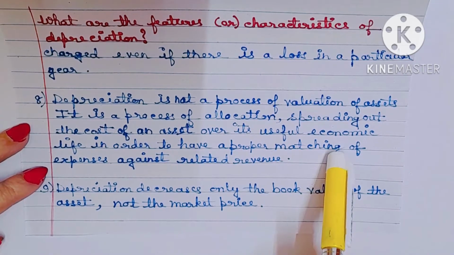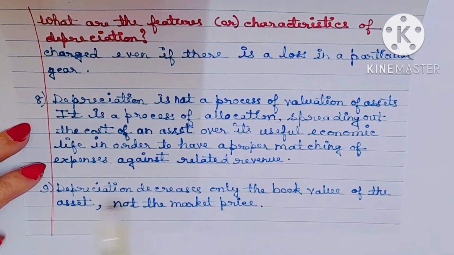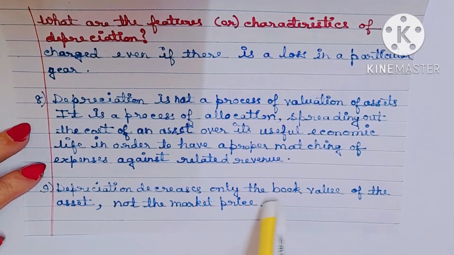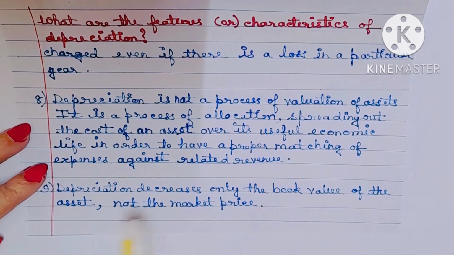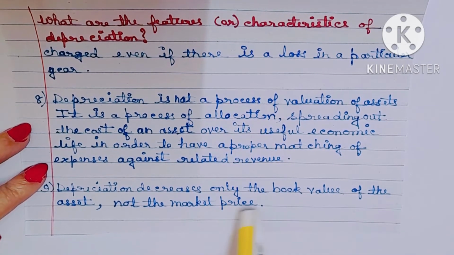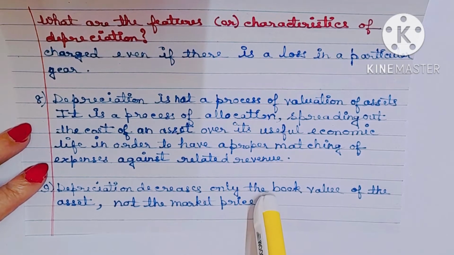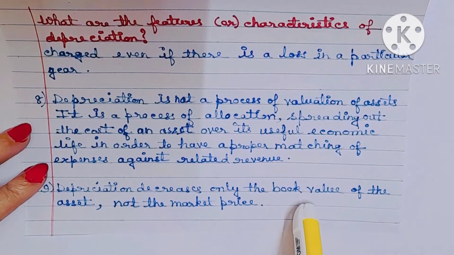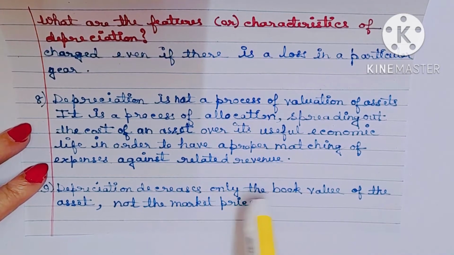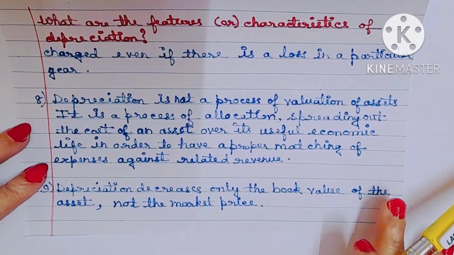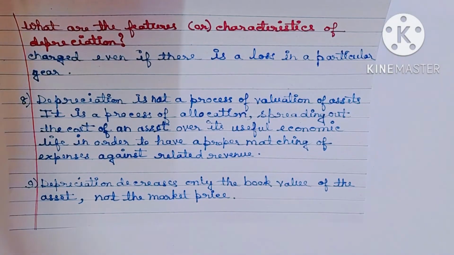Understood? Number 9. Depreciation decreases only the book value of the asset, not the market price, because market price has no role in depreciation. Depreciation is charged only on those assets which are used in the business, and those assets are not meant for resale. Understood? I hope you understood.